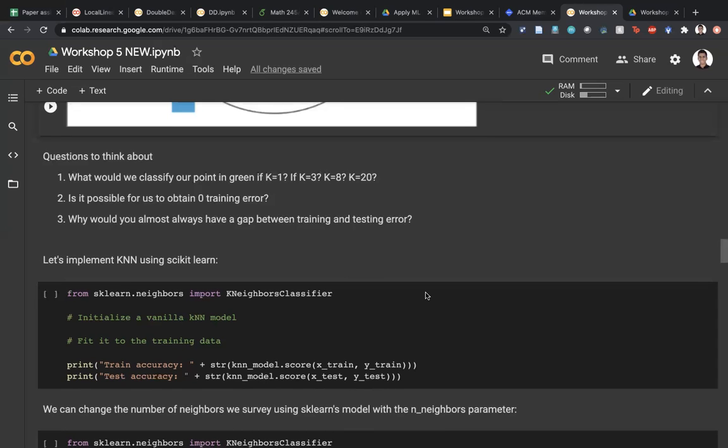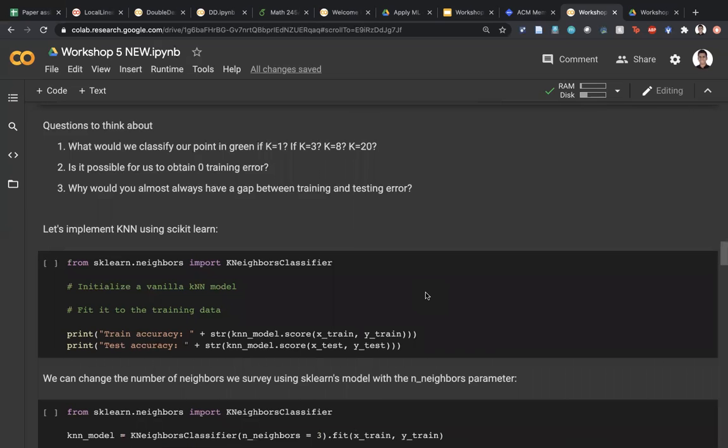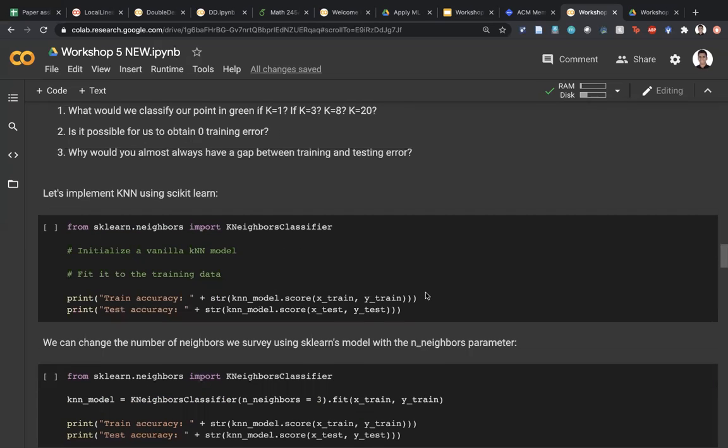Cool. So let's look at how exactly we can implement KNN using scikit-learn. Harsh, do you want to take over here? Yeah, absolutely. Thanks for the handoff, Varun. So now we're going to implement KNN using scikit-learn.